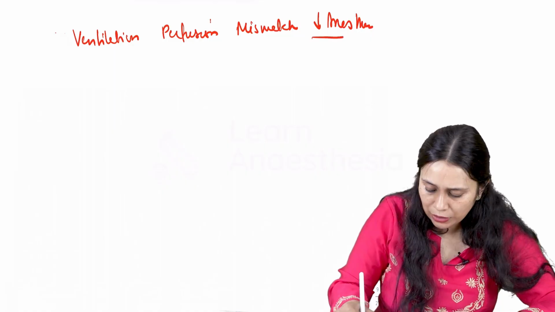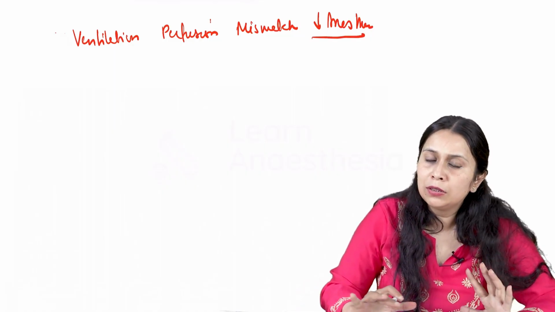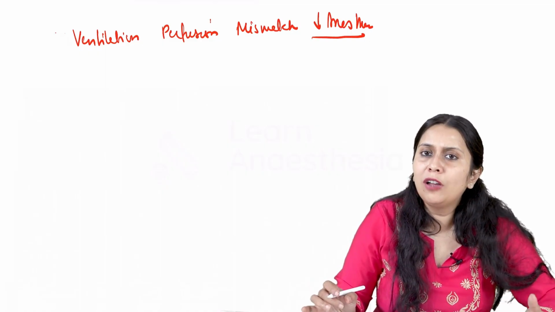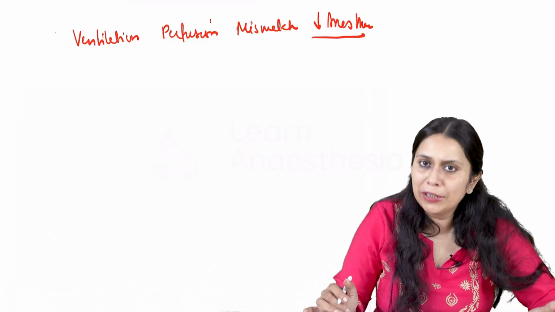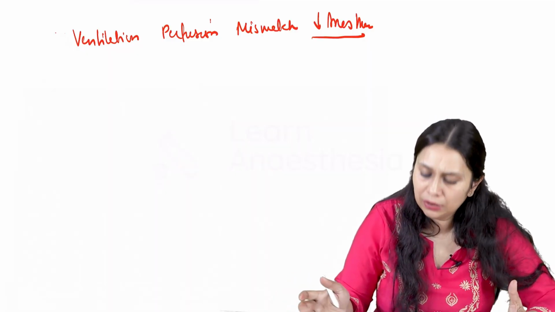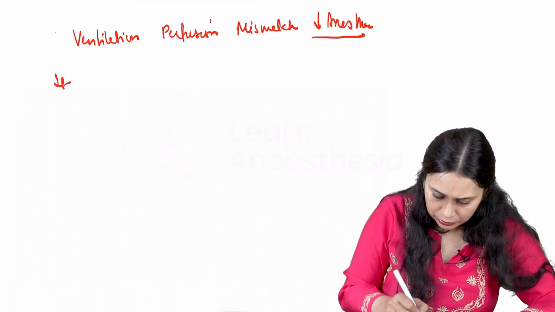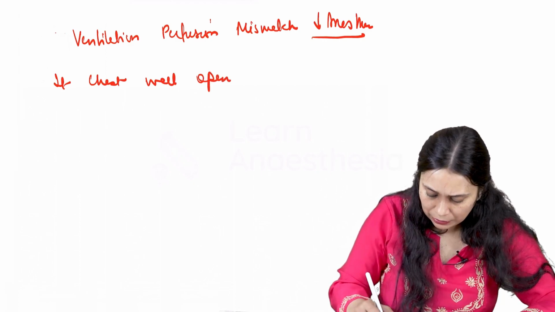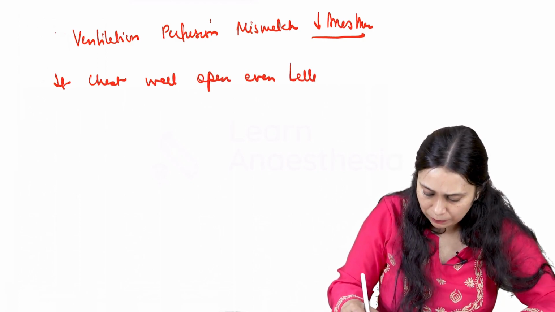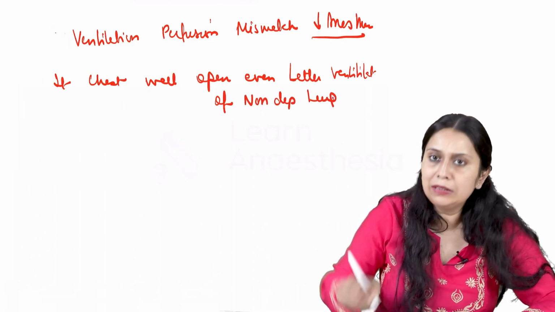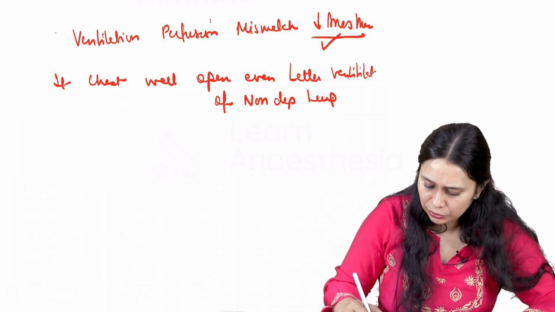Now, what would thoracic surgery contribute to it? Now the chest wall is open. The resistance caused by the chest wall on the top lung, on the non-dependent lung, has gone. So the non-dependent lung would again get better ventilation. If the chest wall is open, there is even better ventilation of the non-dependent lung.